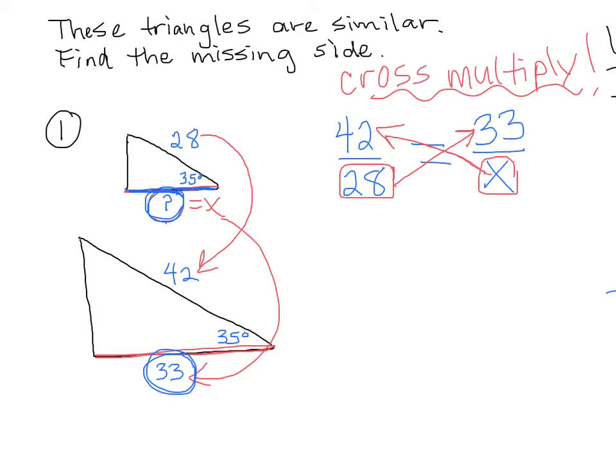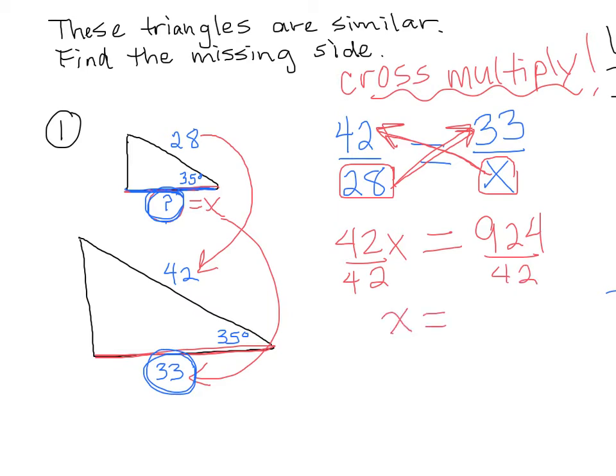Okay, now let's see what that leaves us with. When we multiply x times 42, we get 42x. Okay, then bring down the equal sign. And then we multiply 28 times 33. That is 924. Okay, to solve, we have one quick step. We divide both sides by 42. Okay, maybe we plug that into the calculator. And our answer is 22.